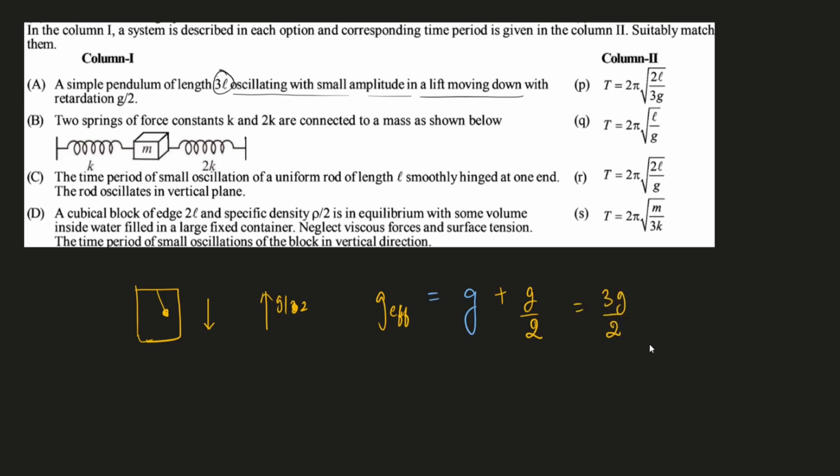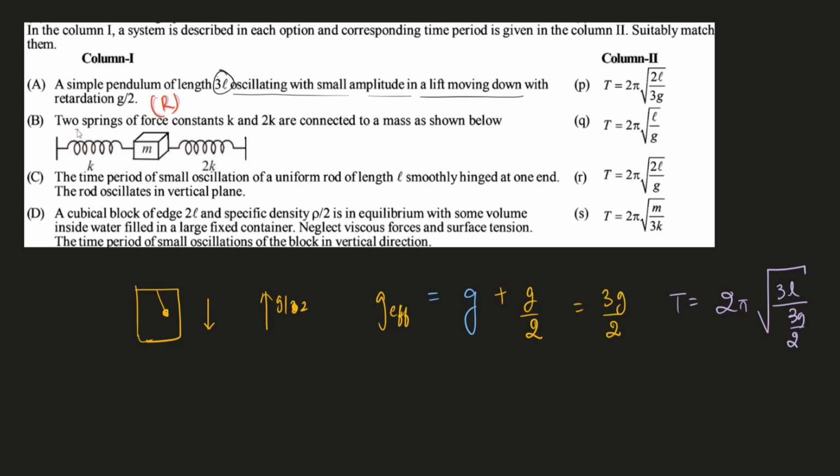And the length is 3L, so the time period is going to be 2 pi, and the length is 3L divided by 3g by 2. That gives us 2L by g. So the answer to A part is R.